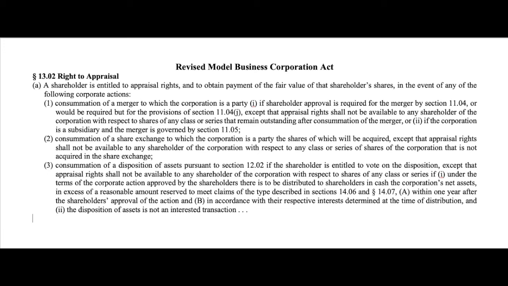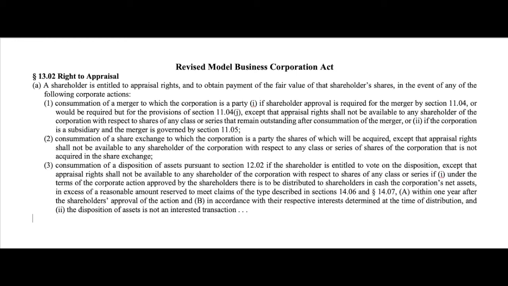Okay, but let's bear in mind that each one of these subparagraphs includes some important exceptions. So first of all, in mergers under subparagraph 1, you're only entitled to appraisal rights if you were entitled to vote on the merger. So if you were a shareholder in the surviving firm, then under section 11.04H, you were not entitled to vote, and therefore you're not entitled to appraisal remedies. You are entitled to appraisal remedies, though, under subparagraph 1, if you are a minority shareholder in a short form merger. So even though you were denied voting rights under section 11.05, you're entitled to appraisal.